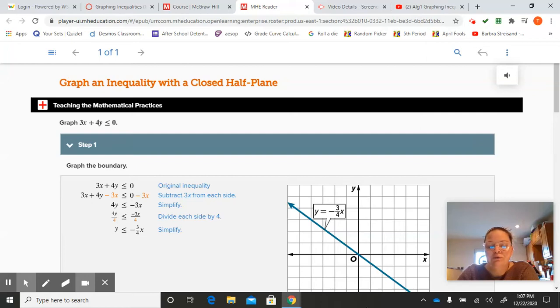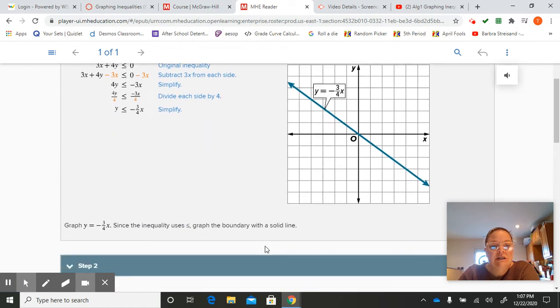Here's another example for graphing inequalities. This one is 3x plus 4y less than or equal to 0. So this one is an "or equal to" problem, so we know we're going to be using a solid line right away. Again, the steps are the same.